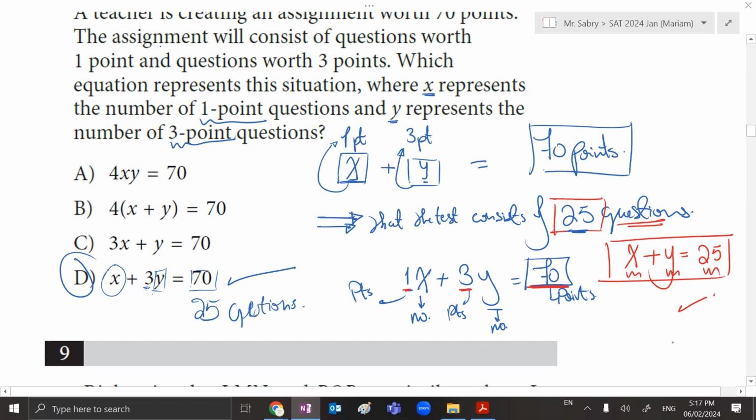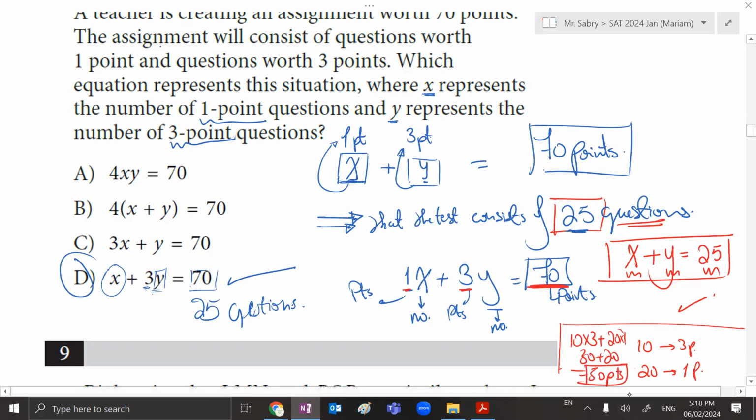Yes. So for example, Mariam, if the test consisted of 10 3-point questions and 20 1-point questions, how can I calculate the total points? 10 times 3 is 30, plus 20 times 1, so that would get me 30 plus 20, a total of 50 points. That's your score, right? Yes.